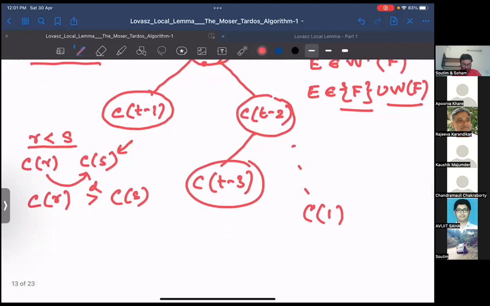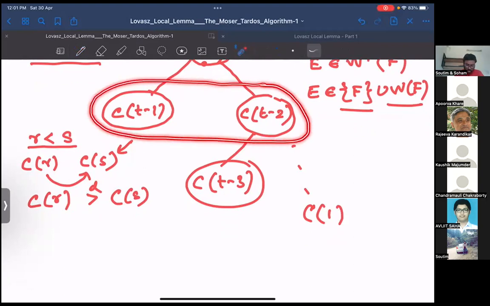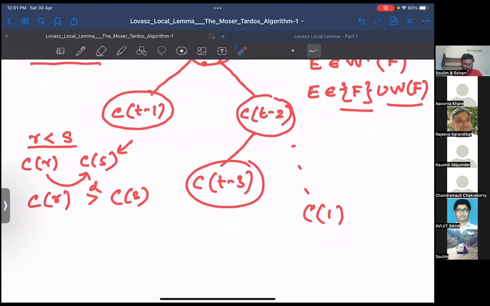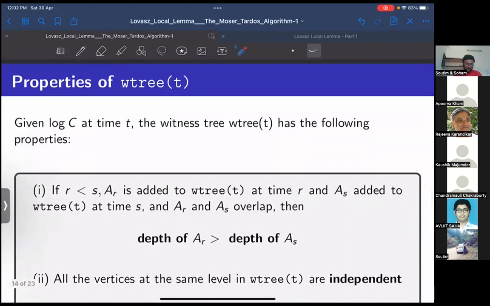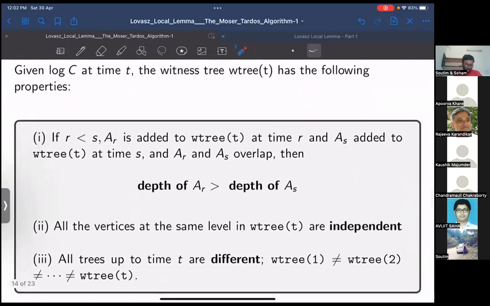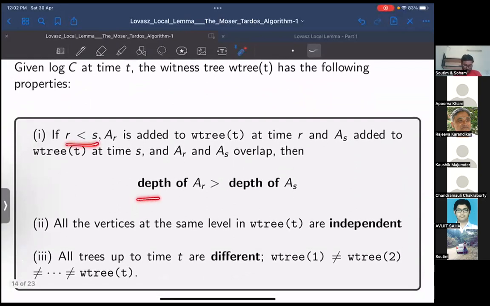Having shown this, it is very clear that all the nodes present in a particular level are independent. Because if they were dependent, or if they overlap, then this relation would hold. This relation would hold, so they must be independent. So here I have listed those properties: if R less than S, then the depth of CR will be greater than the depth of CS, and all the vertices at the same level are independent.